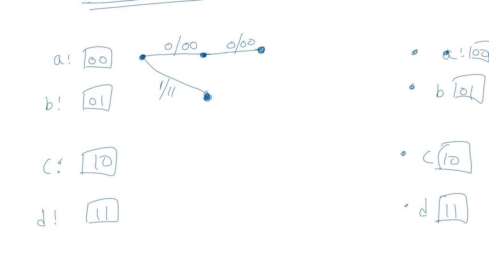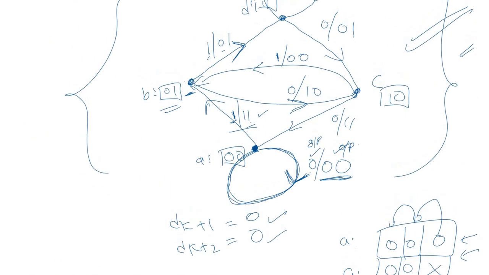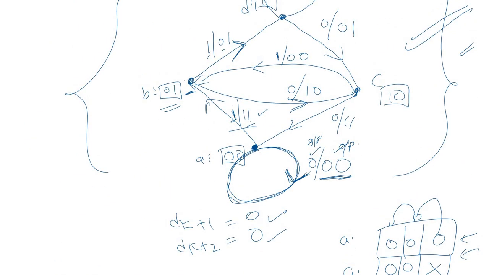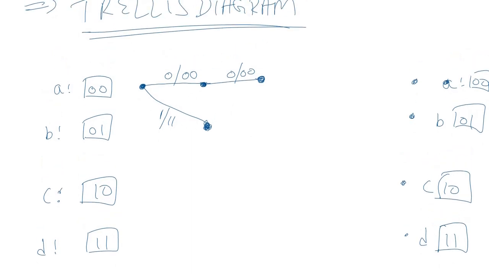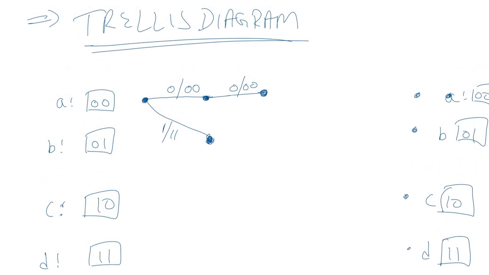Now here we are at state B. From here if the input is 0, we can check the state transition diagram. We are at state B and the input is 0, the output will be 1, 0 and we transition to state C. If the input is 1, we transition to state D and the output is 0, 1. So to complete this trellis diagram for state B, the input is 0, we transition to state C, the output is 1, 0, and if the input is 1, transition to state D.